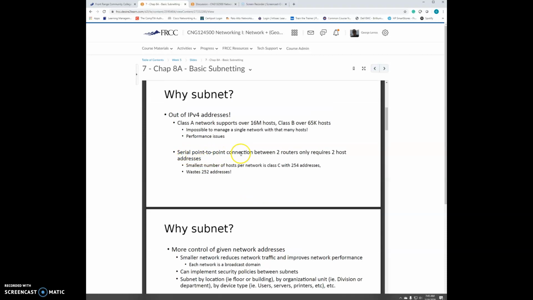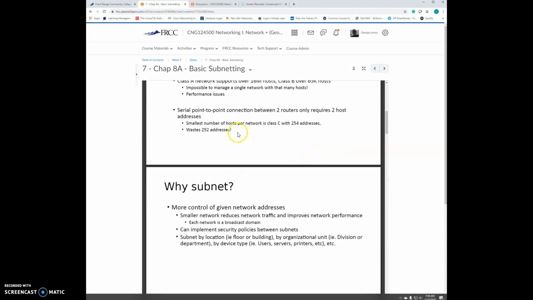Remember, serial point connections between two routers only require 2 hosts. A Class C has 255 addresses, which would waste 252 addresses. So if we did this connection here with one network belonging to two routers, we would have a waste of 204.